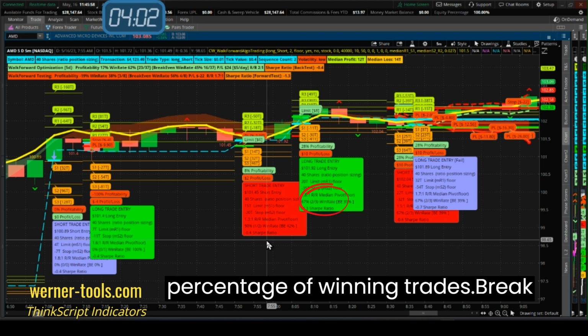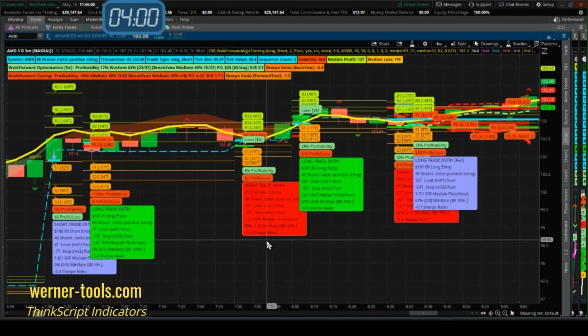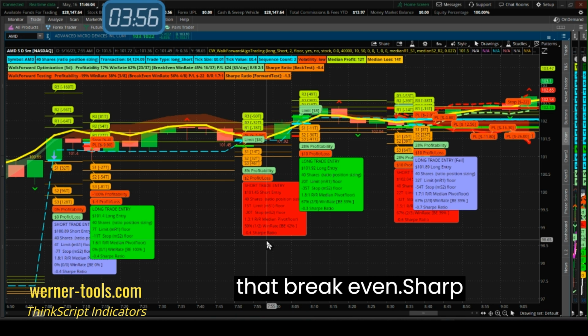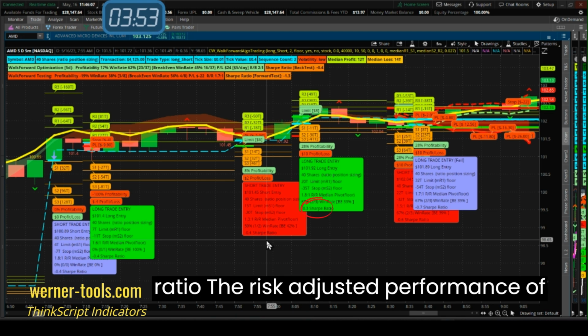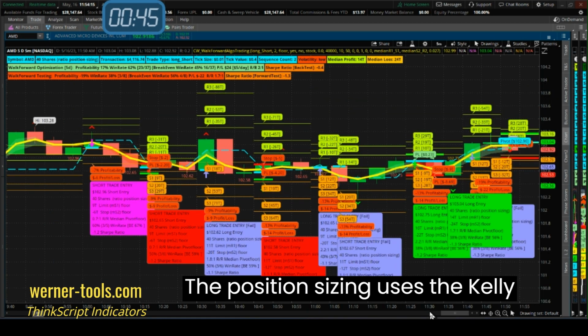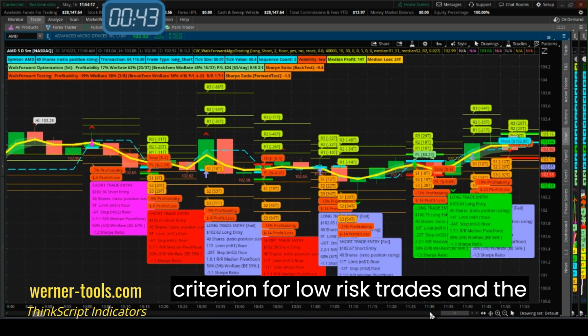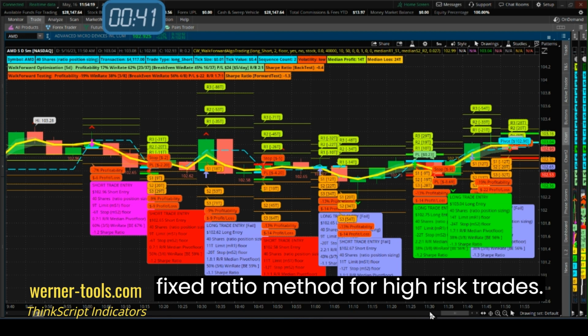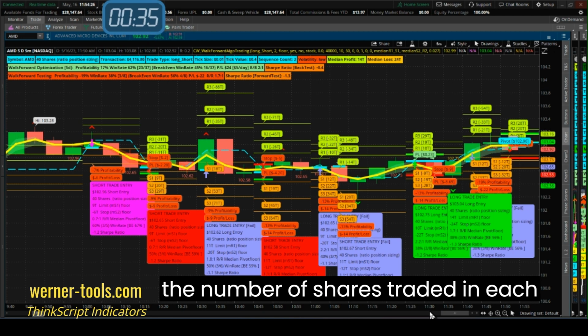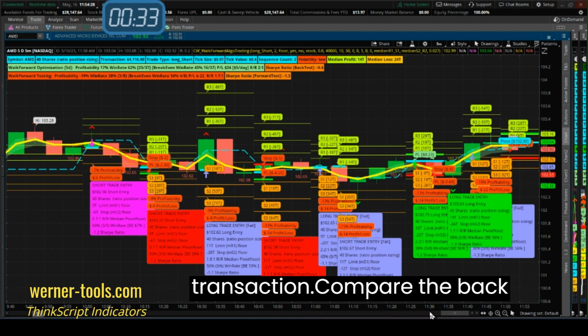Win rate, the percentage of winning trades. Break-even win rate, the percentage of trades that break even. Sharpe ratio, the risk-adjusted performance of the strategy. The position sizing uses the Kelly criterion for low-risk trades and the fixed ratio method for high-risk trades. Review the position sizing status and the number of shares traded in each transaction.